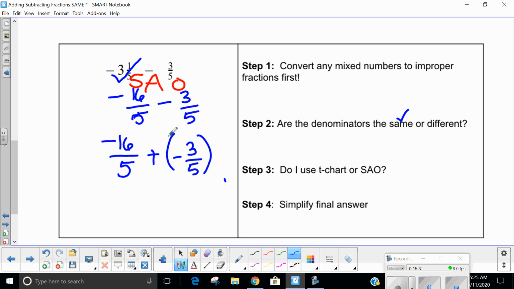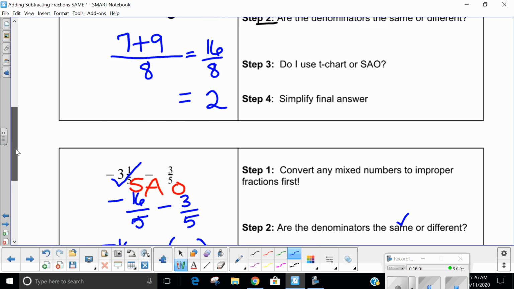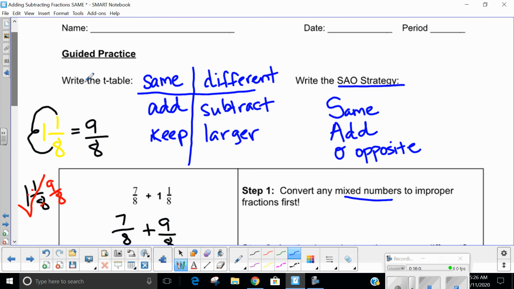Okay. Now we have addition and we have two negative numbers. So do we want to use the SAO or the T-chart? Well, we figured out we needed to use the SAO, and now we have addition. So now we can use the T-chart to solve. So we know that the signs are the same. So according to the T-chart, we add the numbers together and we keep the negative sign.